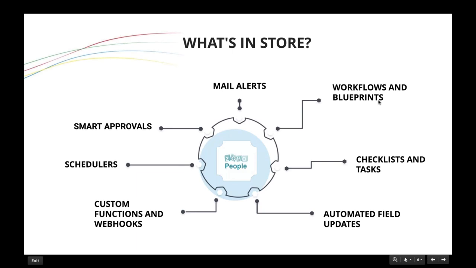You've also got automated blueprints, which handhold your employees or users even while they're filling forms in Zoho People. We've also got smart approval options, so you can save time approving and even sending mails. You can even have automated schedulers that automatically run reports or even periodic mails. We also have checklists and tasks to track and enforce HR actions, so you do not miss out on any important action.